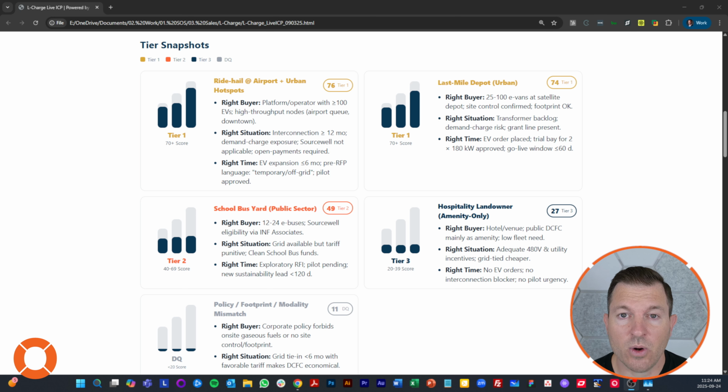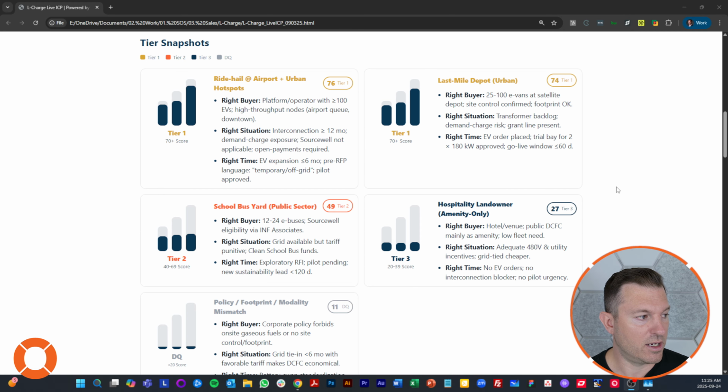Okay, so now that you know what a live ICP is, how we score, and how you can actually use the scoring model to be successful in your outreach strategy, now let's talk about what the tier snapshots look like. If you watch the first video on the actual scoring model with those three giant yellow bars, this will make a lot more sense for you. If not, I suggest taking a look at that video first before you watch this so you understand what is going on here. But if you look, these are real world examples.